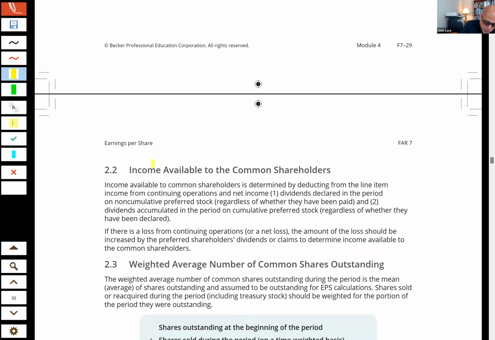Okay, and if you take a look at that, you should flashcard this. Income available to common shareholders is determined by deducting from the line item income from continuing operations, net income, and then dividends declared in the period on non-cumulative preferred stock, regardless of whether they have been paid, and dividends accumulated in the period on cumulative preferred stock, regardless of whether they have been declared.